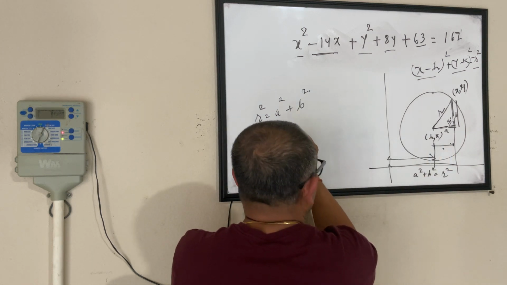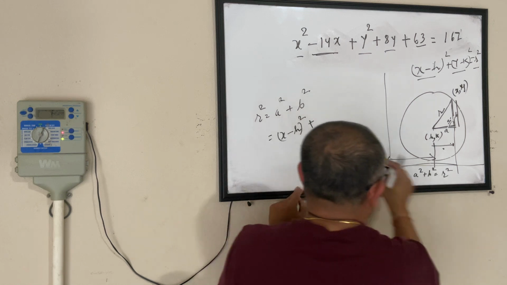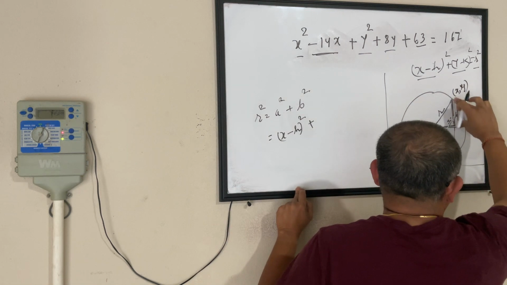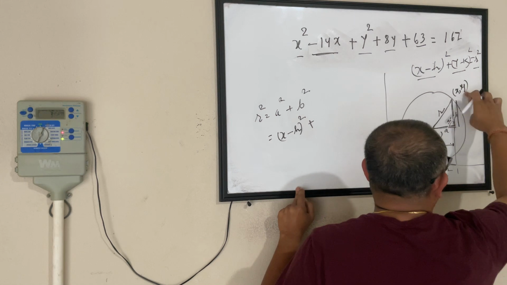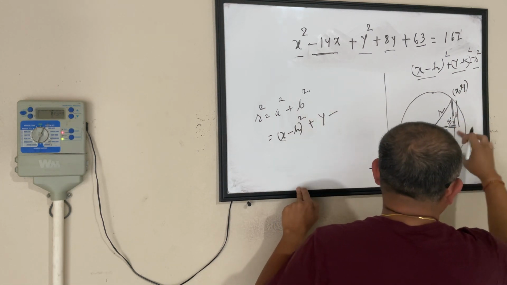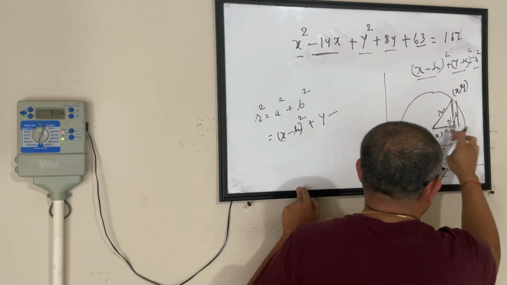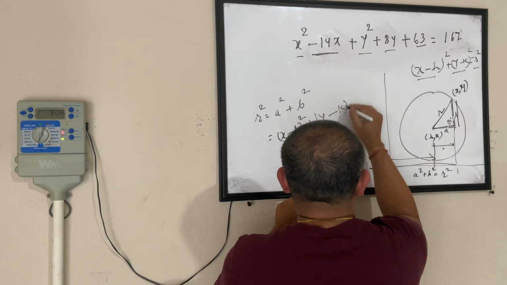So a square is nothing but x minus h square, plus this part, b square, is nothing but this length minus this length. This length is what? The y coordinate, which is nothing but y minus this length. This length is k because this is the y coordinate of this point. So y minus k square.